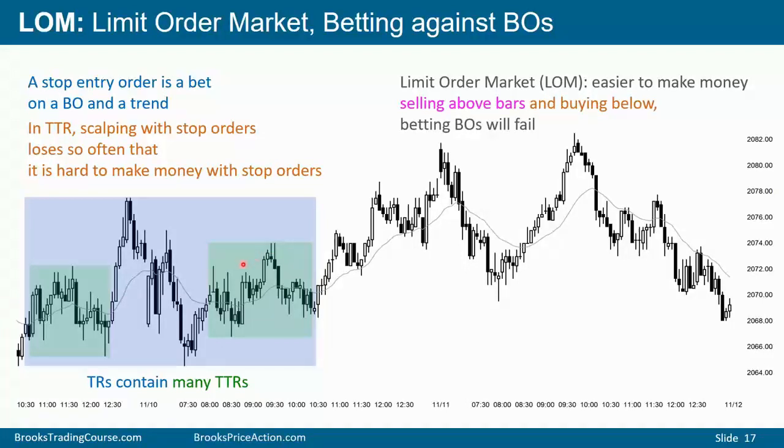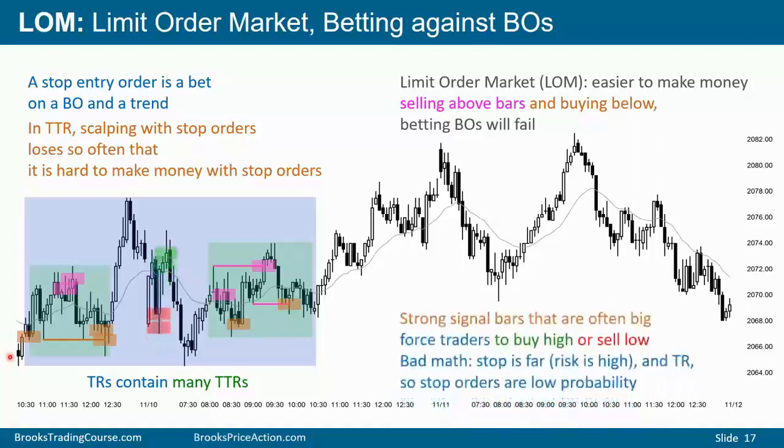It's a limit order market, easier to make money selling above bars and buying below, betting that breakouts will fail. A limit order is basically the opposite of a stop order. A stop order is betting that a trend is beginning. A limit order is betting that there'll be a reversal instead of a trend. Better to be looking to buy below and sell above and not the opposite.